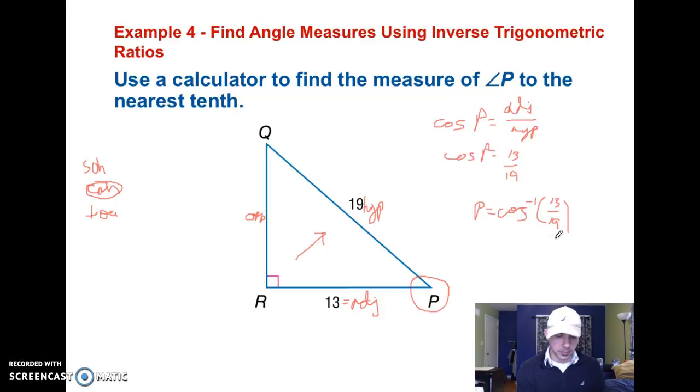All right, so give me a second. There it goes, cosine, whoops. Second cosine, and I'm just going to put in 13 divided by 19, close that off. Got a wonderful number here, 46.83. So my angle P is going to be 46.83 degrees. All right. Have any questions? Please let me know, and I'll love to answer that for you. All right. Thank you. Bye.